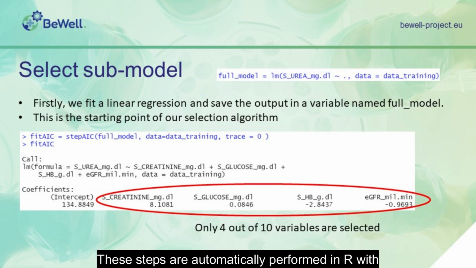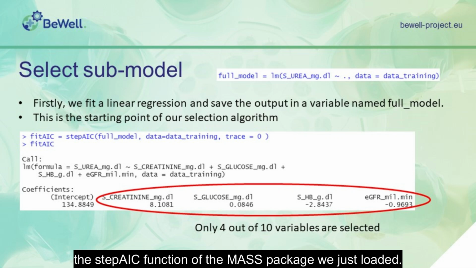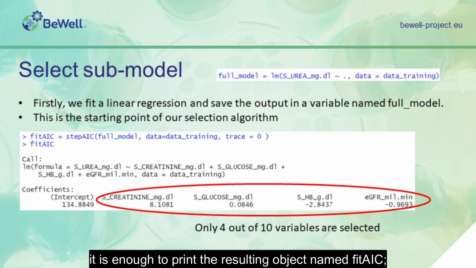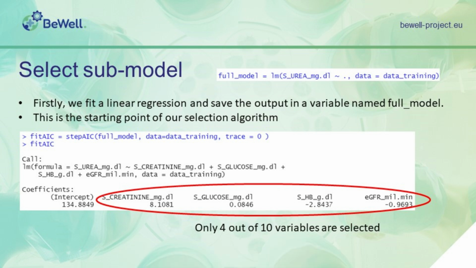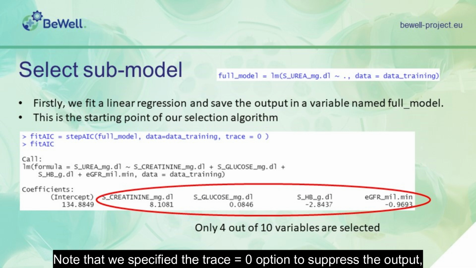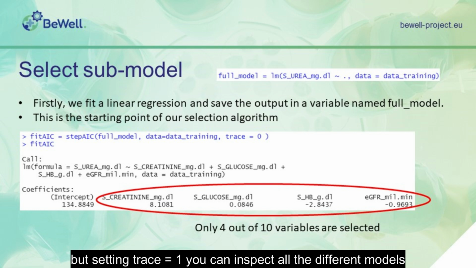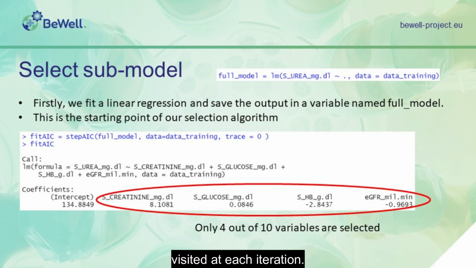These steps are automatically performed in R with the stepAIC function of the MASS package we just loaded. To inspect the output, it is enough to print the resulting object named fit_AIC. In the end, the estimated model only contains 4 variables out of the original 10. Note that we specified the trace equals 0 option to suppress the output, but setting trace equals 1 you can inspect all the different models visited at each iteration.